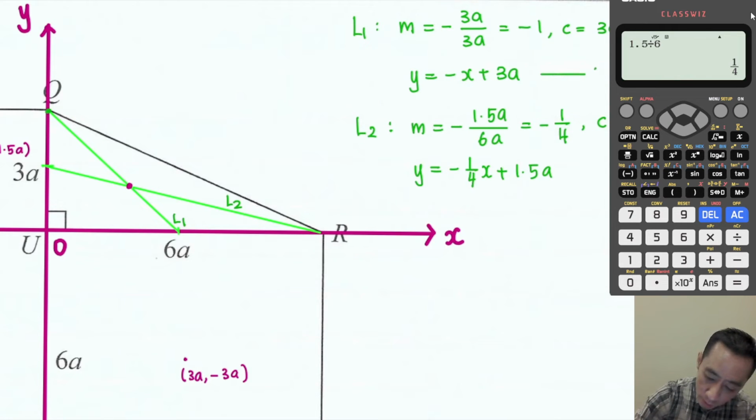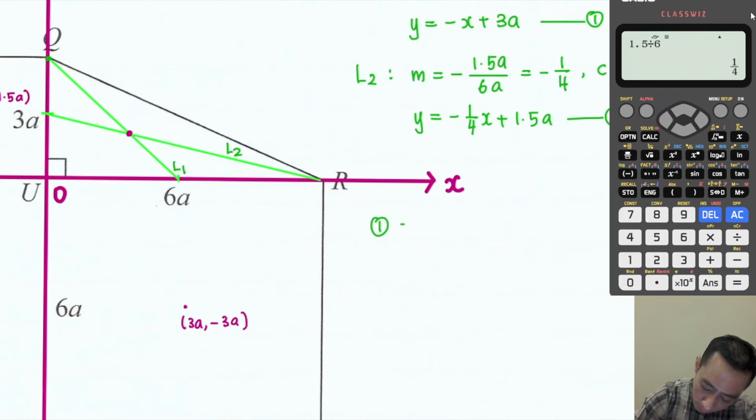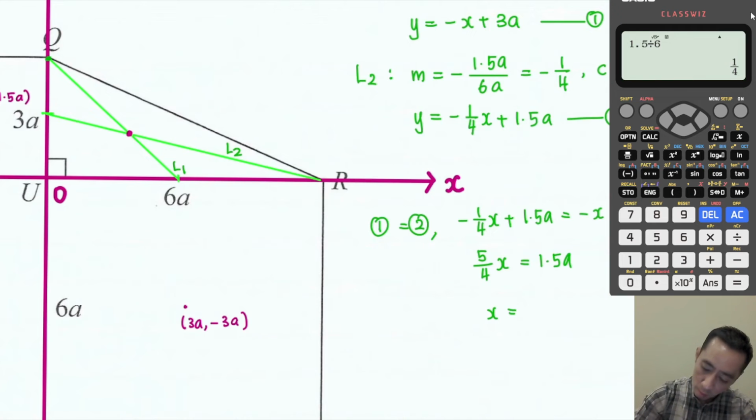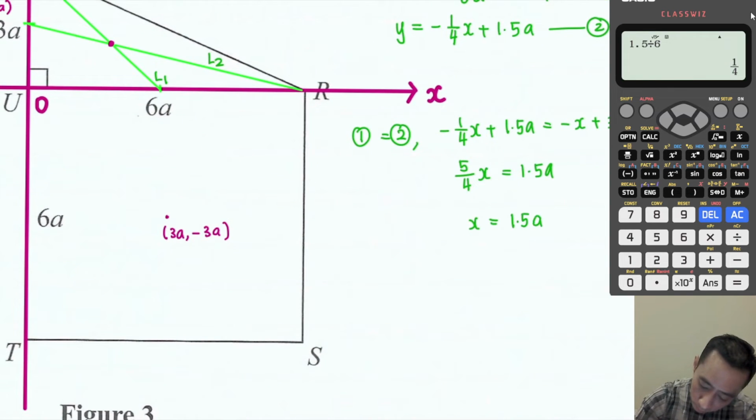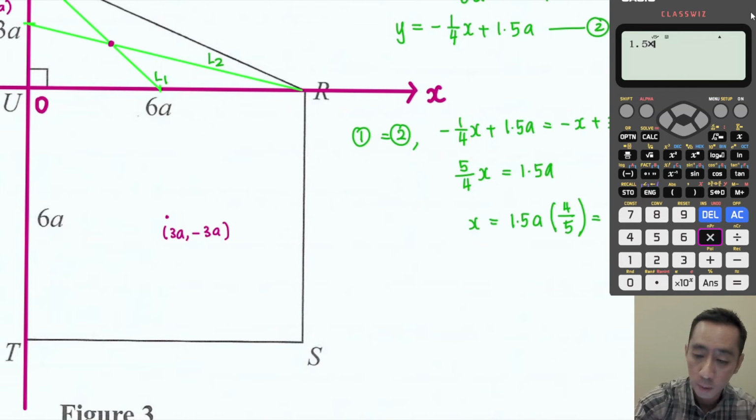So I try to solve the simultaneous equations to find the center. First equation equals the second equation. Therefore I have negative 1 over 4 x plus 1.5a equals negative x plus 3a. So which means 5 over 4 x is equal to 1.5a. So x is equal to 1.5 times 4 over 5, which is 6 over 5.